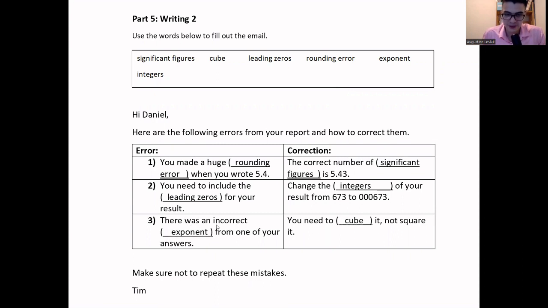Error. There was an incorrect exponent from one of your answers. Correction. You need to cube it, not square it. Make sure not to repeat these mistakes. Tim. So those were the answers, and that's it for this segment.